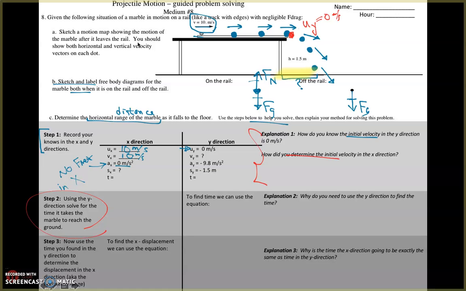So we're going to use the y direction to solve for the time it takes the marble to reach the ground. And you might think, well, do I have to use the y direction to do that? Take a moment and consider what you know in the y direction and what you know in the x direction, and why we have to use the y direction to find the time. Pause if you need to, but hopefully you have a description for why the y direction is the direction that's more useful for us here.